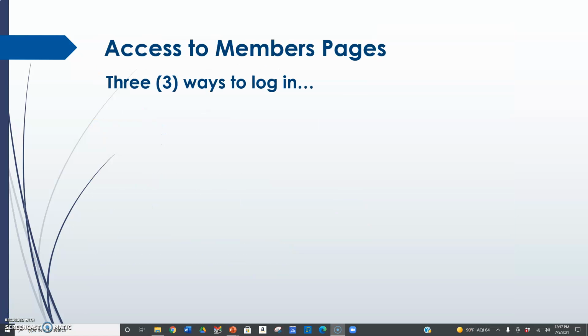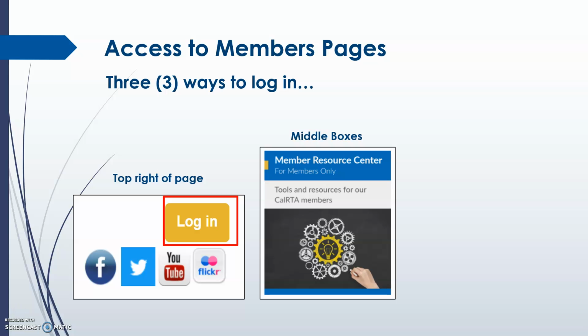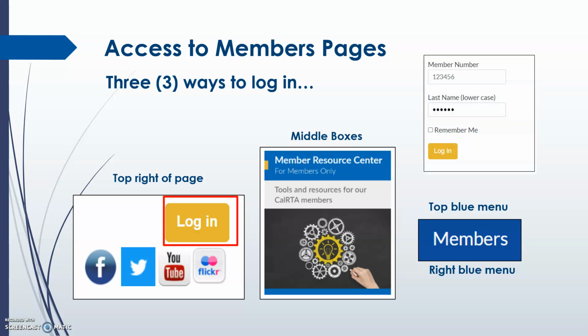I mentioned earlier that the CalRTA homepage is a public website, and nearly all resources on the homepage can be accessed by the general public. But there's also a members page available only to members of CalRTA. To access the members page, you can click the gold login button in the upper right-hand corner of the CalRTA homepage, click the Membership Resources Center box, or click the word Members on the blue menu bar at the top of the page or on the right side of the page. They will then take you to the Members Login box.